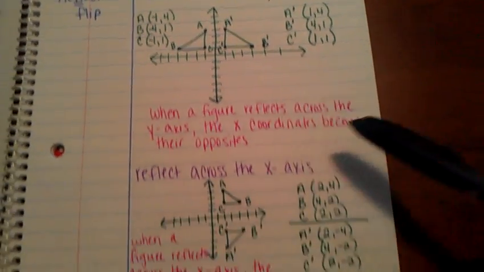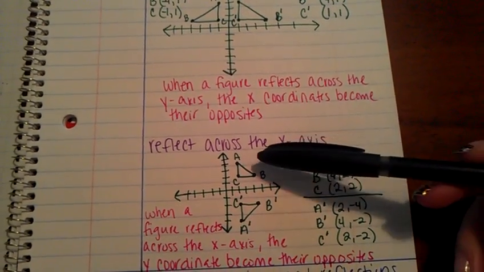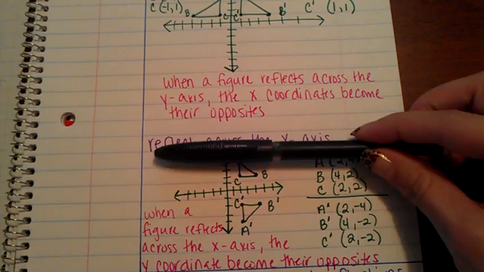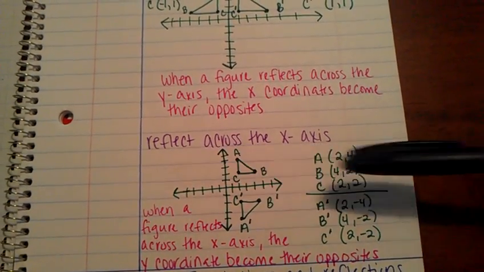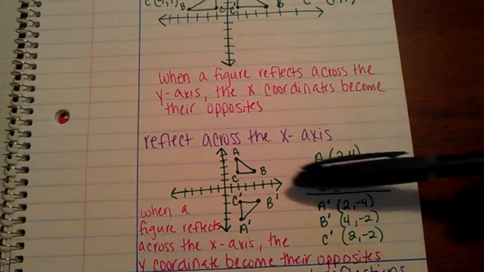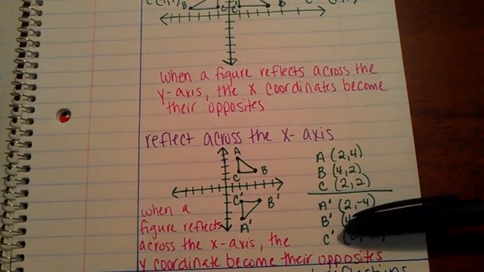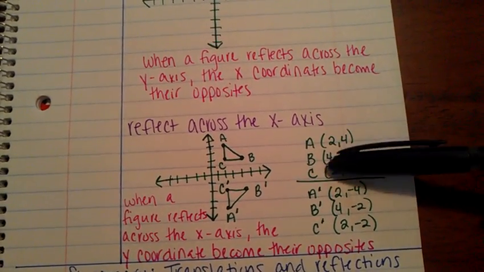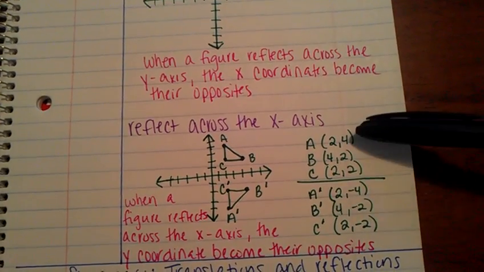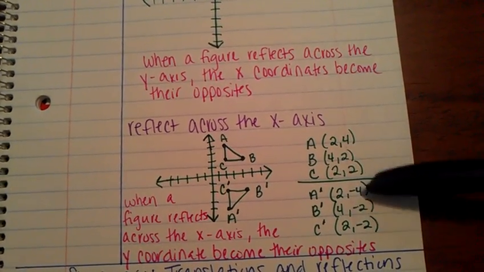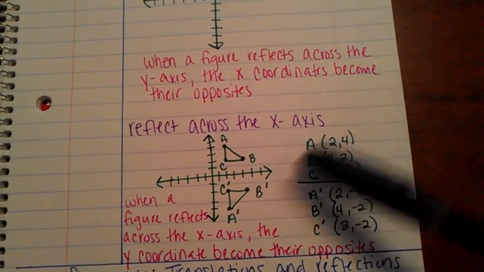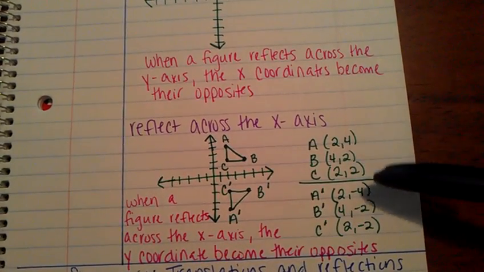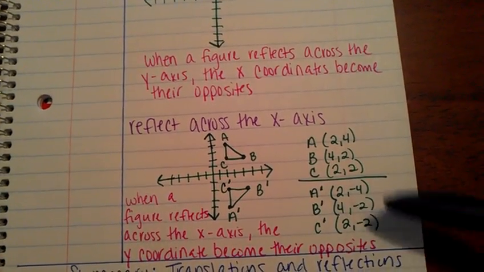Okay? Same thing with your x-axis. X-axis is our horizontal axis, so if it's going to flip across it, it's either going to go from the top to the bottom or the bottom to the top. Okay? We've got points A, B, C, and then we've got points A prime, B prime, and C prime. Take a look. 2, 4, 4, 2, 2, 2. Our x coordinates are still the same. What happened to our y coordinates? It became its opposite. So when you're reflecting something across the x-axis, the y-coordinate becomes its opposite.